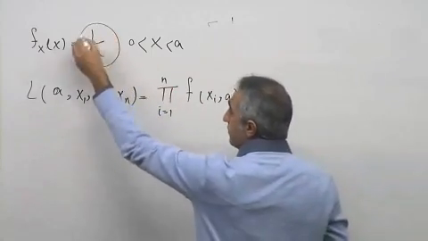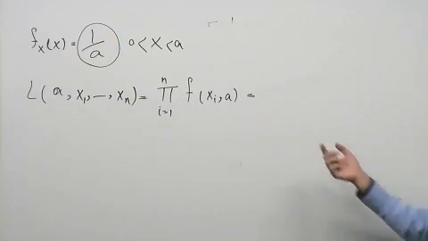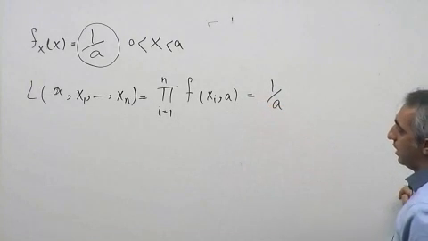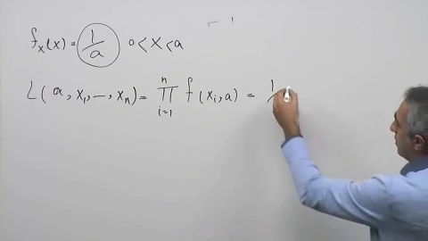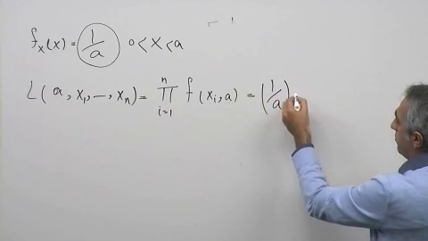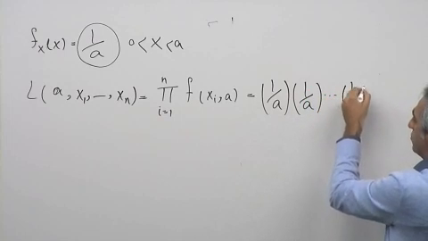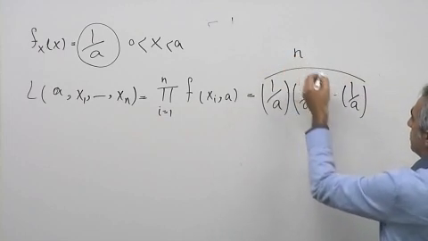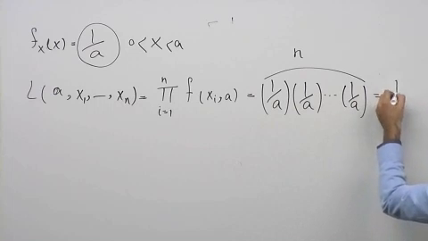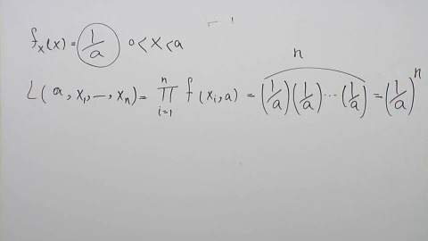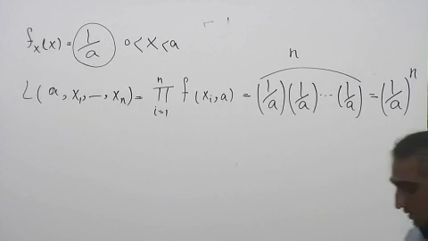The PDF for this is 1 over A. It has nothing to do with your xi. So it's 1 over A multiplied by 1 over A, n times. So it gives you 1 over A to the power of n. Is it clear?